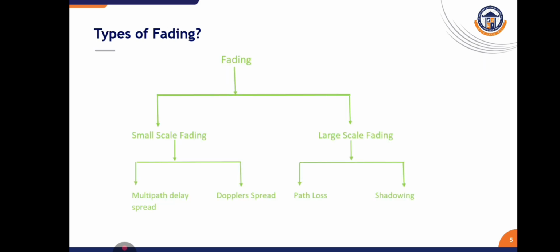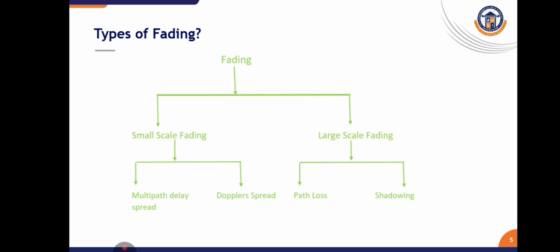So these are the types of fading. We have two types: one is small scale fading and the other is large scale fading. Small scale fading is again divided into two types: one is multipath delay spread, and another one is Doppler spread. In large scale fading, we have two types: one is path loss, and another one is shadowing.